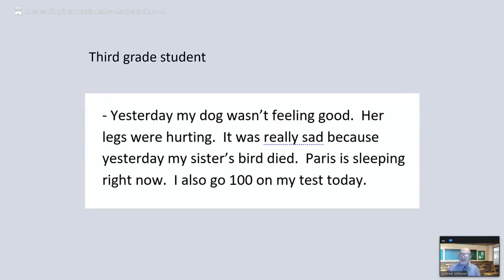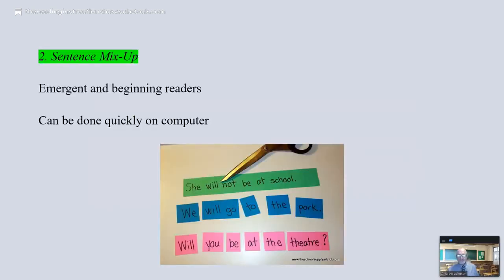This is a good end of the week activity if you do it daily, to go back and read your stuff from the week. Sentence mix-up, emergent and beginning readers, or you can use it with older readers. I'll show you a couple ideas. It can be done quickly on your computer.